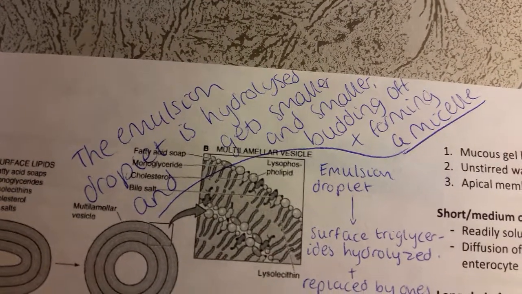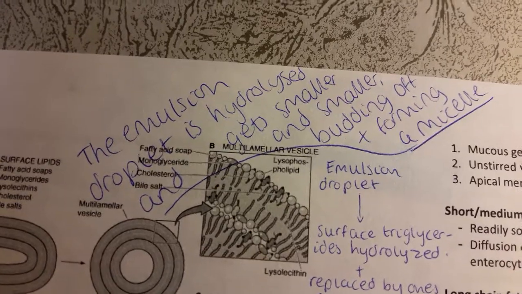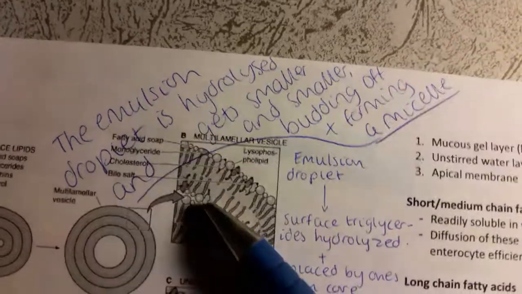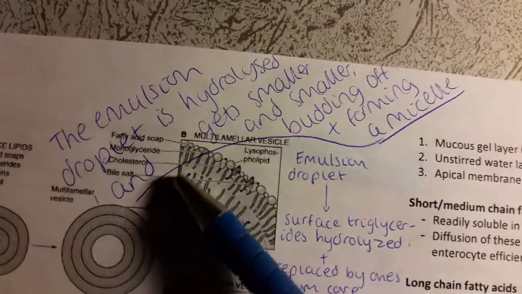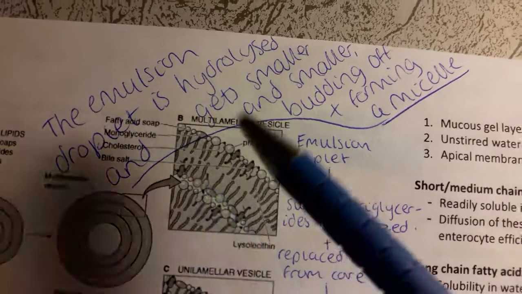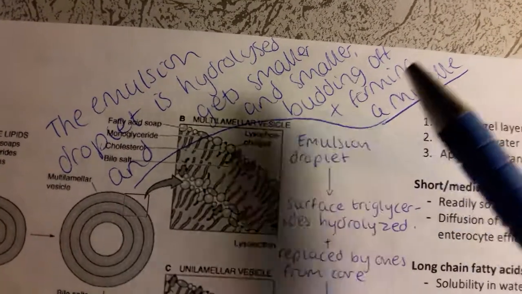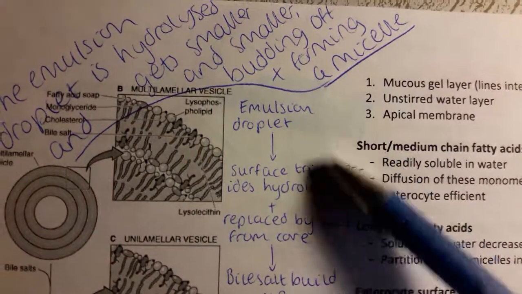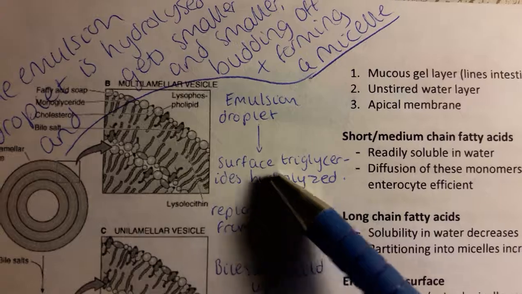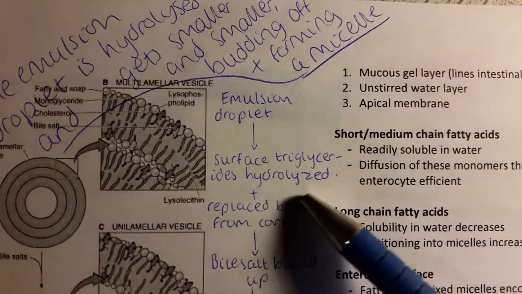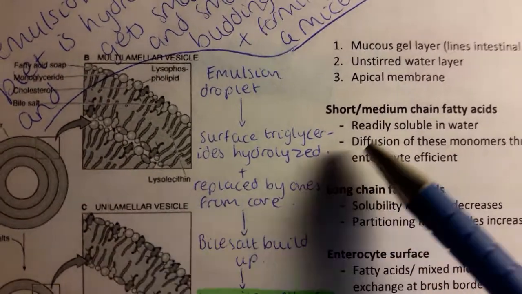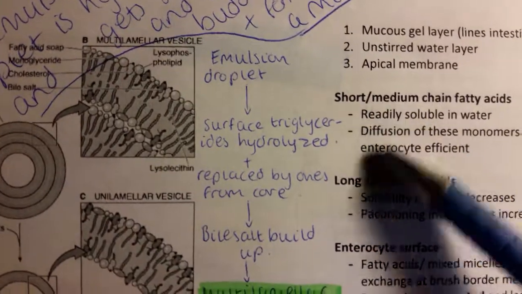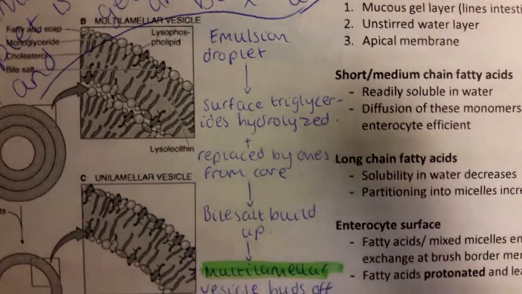So once you have this emulsion droplet created by the bile salts absorbing onto the surface of the lipid droplets, it's then hydrolyzed by the lipases, the enzymes that we've talked about. The triglycerides are broken down, and the emulsion droplet gets smaller and smaller and buds off, forming a micelle. So you have an emulsion droplet. The surface triglycerides are hydrolyzed by the lipases, using the colipases to anchor on and break down the triglycerides.